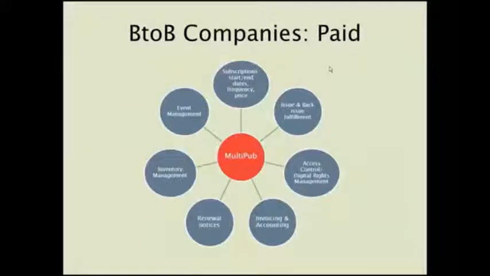So on the B2B side, those companies usually fall into two categories. Those who drive revenue from subscriptions, i.e. on the paid side, and those who drive the revenue from advertising. We call that controlled circulation.